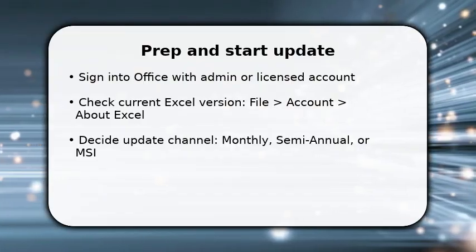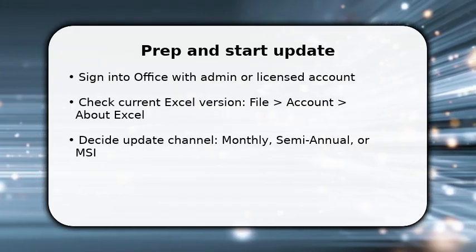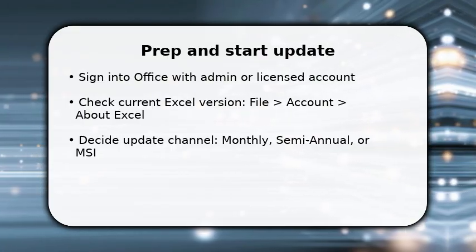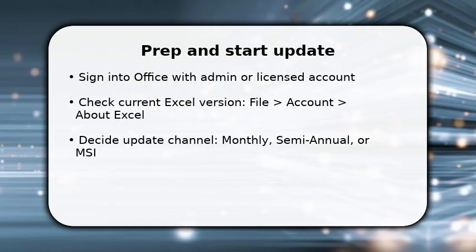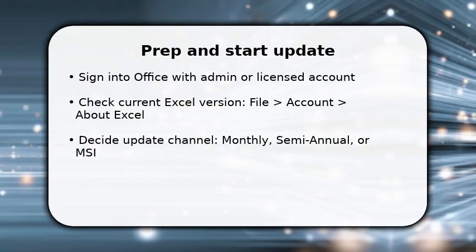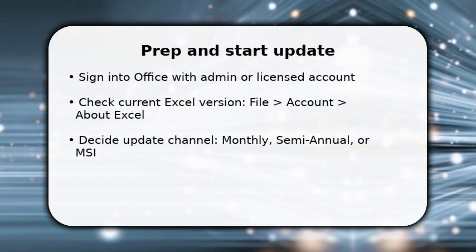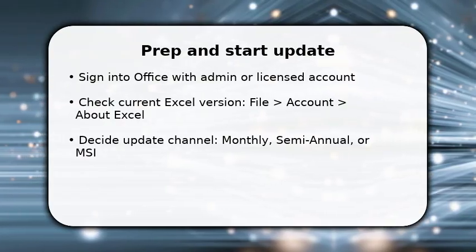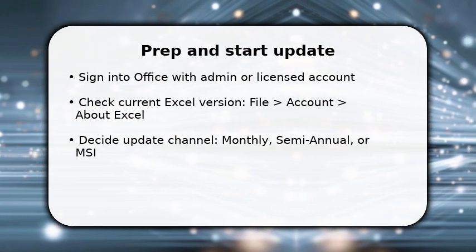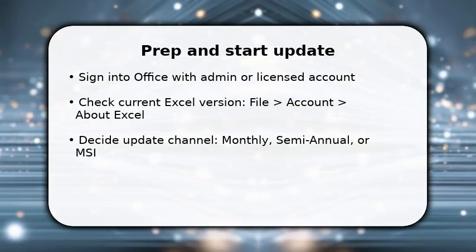You begin by confirming prerequisites and initiating the first action. Sign into your Microsoft 365 account and verify the Excel build under File, Account. Once done, choose the update channel that matches your risk tolerance: monthly for fastest features, semi-annual for stability, MSI for legacy installs, because the channel determines which files the updater downloads and when. Make sure automatic updates are enabled so you don't forget. Then click Update Options, Update Now to start fetching the installer.